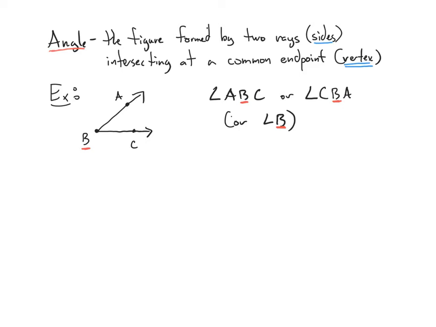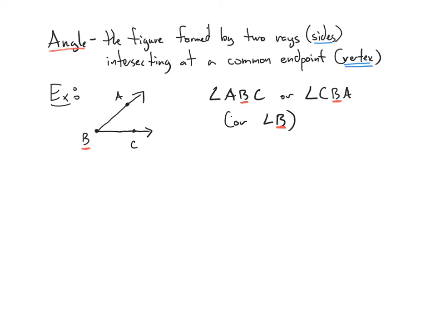Now, to name an angle, we just use this little angle symbol here, and we write down the vertex as the middle of these three. And on either side of the name, you put a point from either side of the angle. So we could label this angle as angle ABC, or CBA is fine as well. Or if there's no confusion, sometimes we can just label it by angle with the vertex.